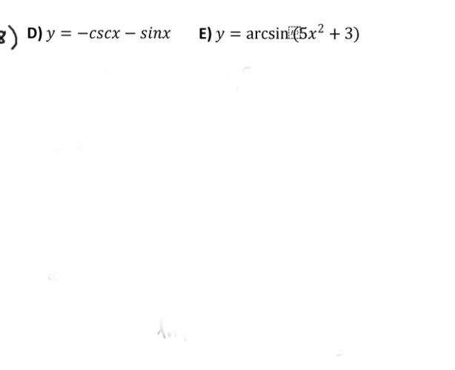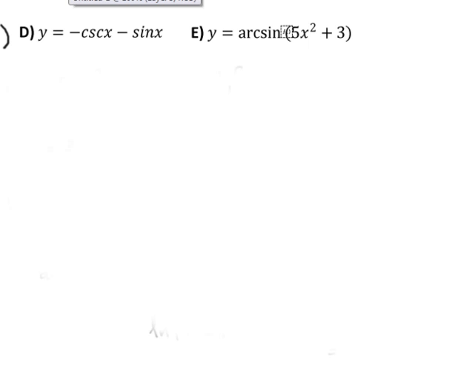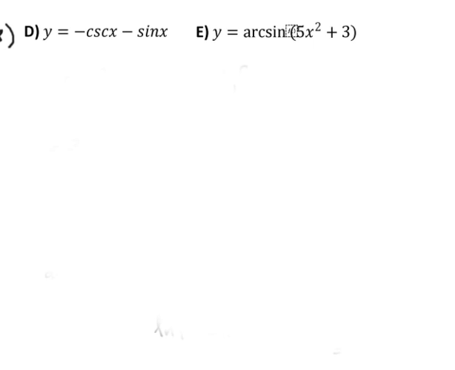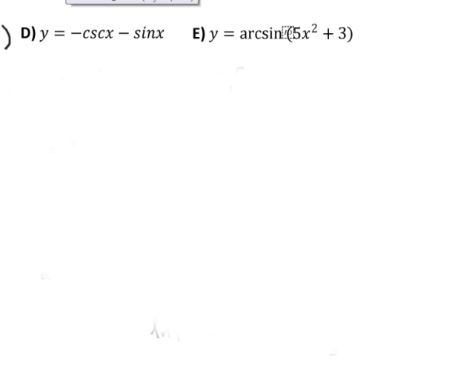Okay, we're up to number 8, parts D and E. Let me just write that over here, number 8, in case you can't see that. This is number 8, D and E. For number 8, we're just differentiating. Okay, so let's do that.